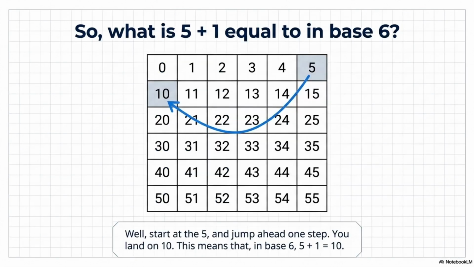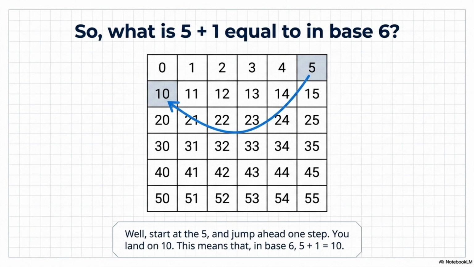Exactly. This is where the text introduces the jump method on a number board. But let's think about the actual mechanism of why that jump happens. Okay, lay it on me. When you add 5 plus 1 in base 6, your column gets completely full. You've basically run out of symbols. So you have to bag those units up, carry the 1 over to the next place value column, and leave 0 behind. You land on 1, 0.